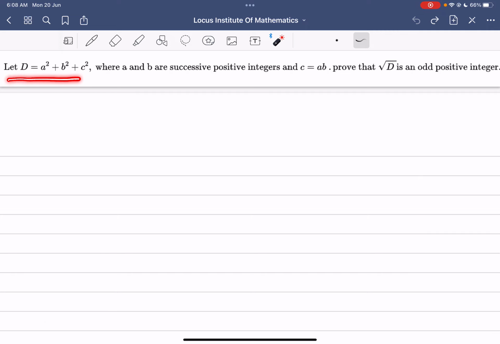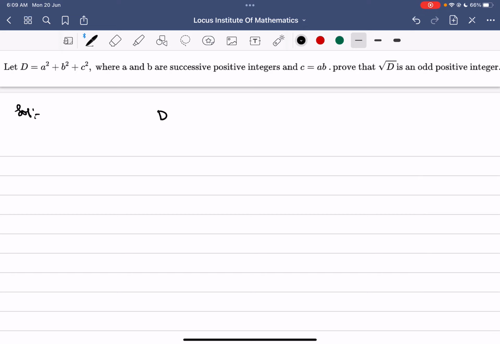Let D is equal to A square plus B square plus C square, where A, B are successive positive integers, and C is equal to AB, then prove that square root of D is an odd positive integer. So this is the question. Solution.